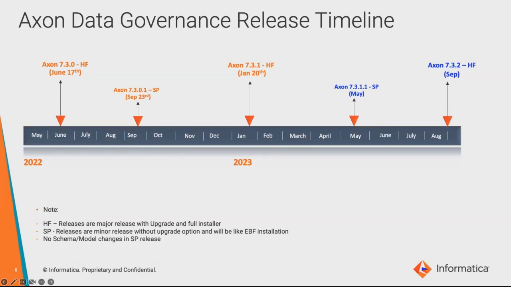HF releases have the schema changes. They support upgrade as a full-fledged installer. Service pack releases are minor releases, which will have only an EBF installer, which you can apply and roll back. Going forward in 2023, we also have releases planned for May, which is an SP release, 7.3.11, and in September, we are planning for the 7.3.2 HF release, which is a major release.